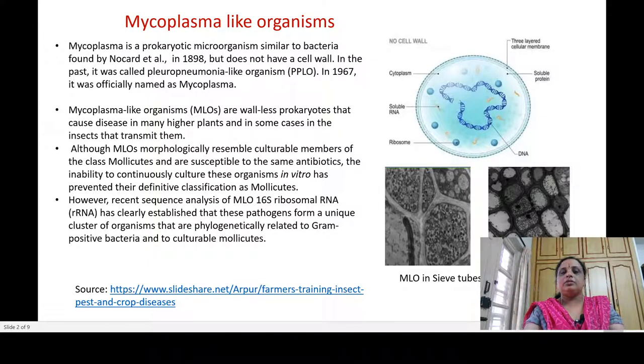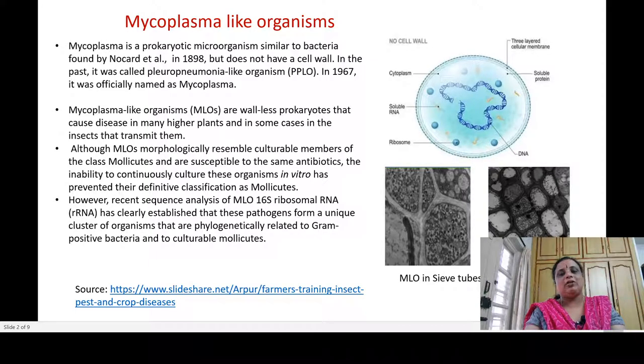However, recent sequence analysis of mycoplasma-like organisms, that is 16S ribosomal RNA sequencing, has been done, which clearly established that these pathogens form a unique cluster of organisms that are phylogenetically related to gram-positive bacteria and to the culturable Mollicutes. So this is a group of organisms which has characteristic features shared with the culturable Mollicutes. What are these Mollicutes? These are the group of organisms which lack the cell wall.